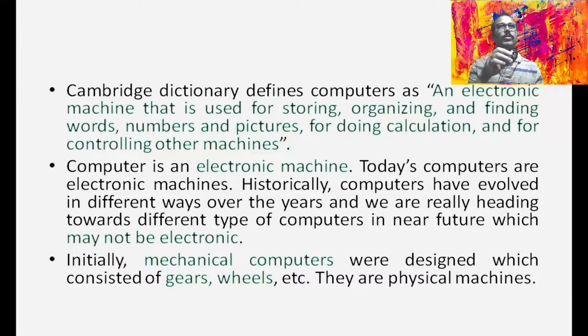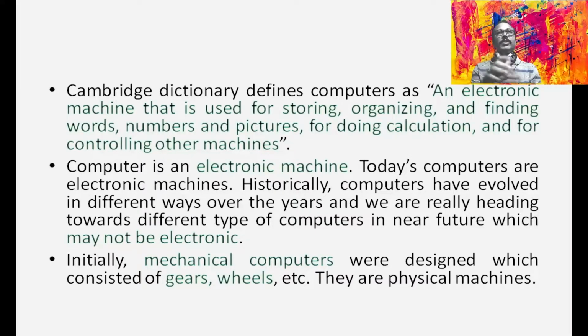So what you store, what you organize, what you find: you store words, numbers, and pictures. Also, of course, you can say video. Video is nothing but a collection of pictures. It started with numbers actually. Computers were used to do operations on numbers. Later they started manipulating words also, and now we have pictures, videos, etc. Whatever we can imagine can be stored inside a computer and then manipulated depending on the requirement.